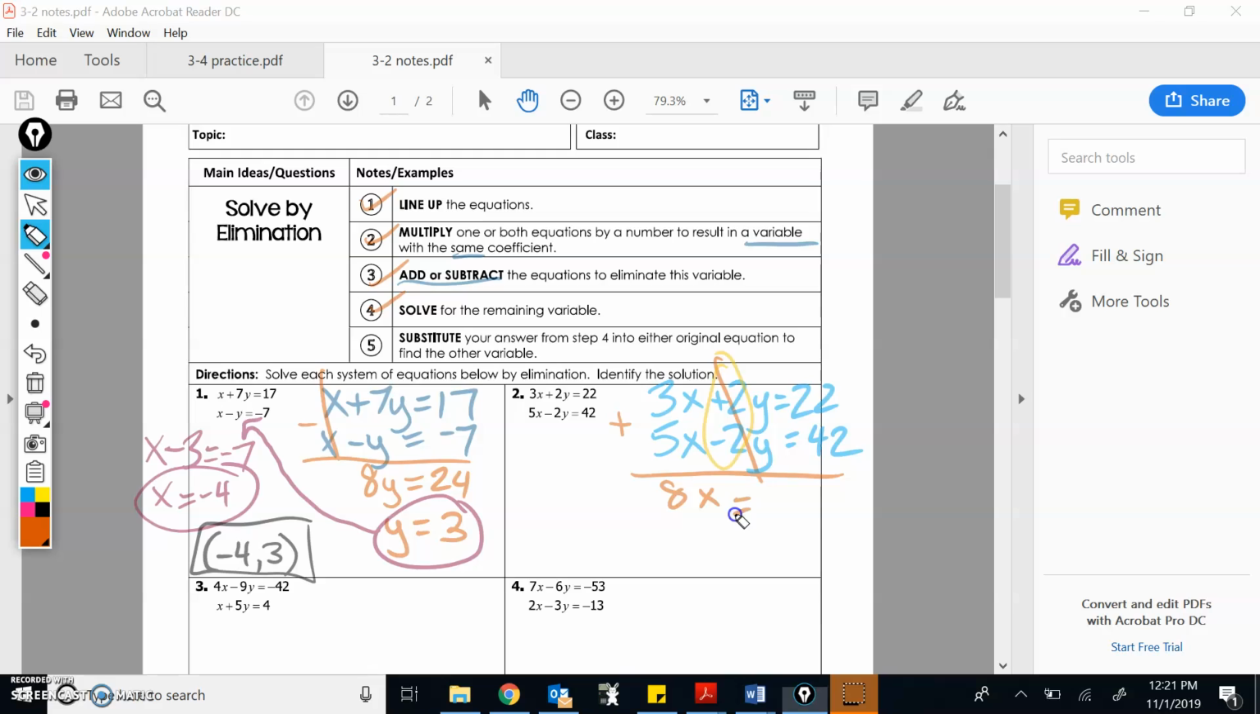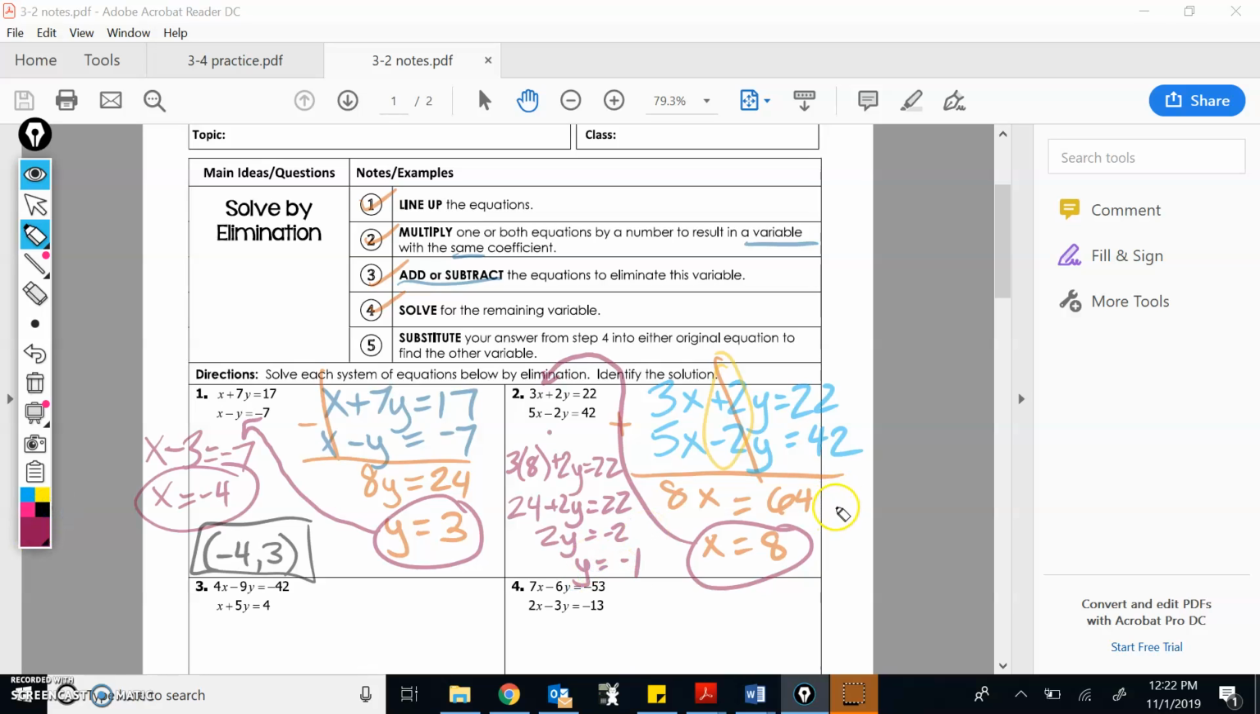So we have 8x equaling 64. Dividing both sides by 8, we get x to be 8. Next, substituting in 8 into one of the equations. I'm going to do the top one because I guess there's smaller numbers. It's a little easier. So we got 3 times 8 plus 2y equals 22. Continuing to solve for y, we get 2y to be negative 2, and then y to be negative 1. We write our final answer as an ordered pair, 8, negative 1.